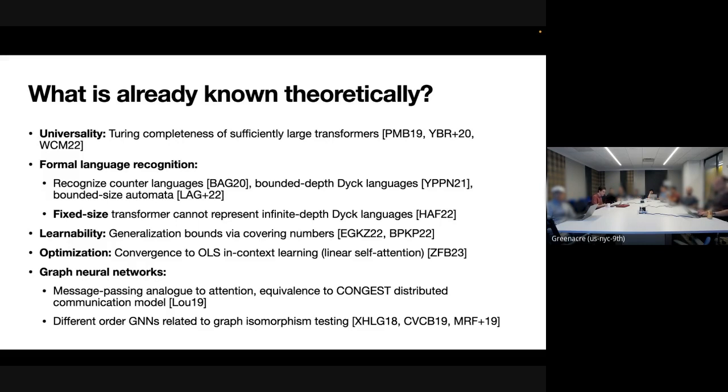So now that I've gone through the background, I want to jump in a little more to talking about the results, and then, yes? The HAF22 paper is just finite versus infinite separation, or is there more of a quantitative flavor to it?